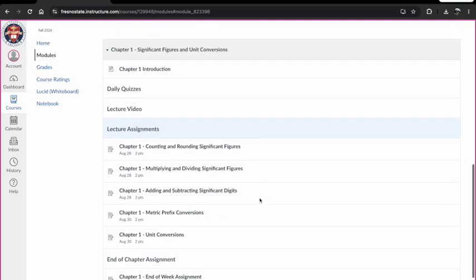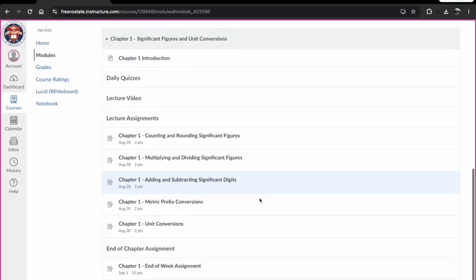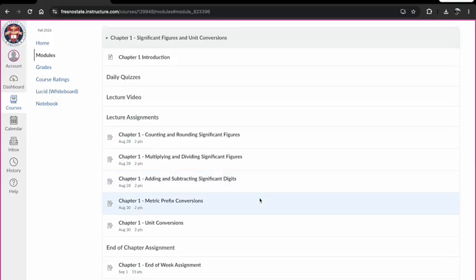The rest of the semester is going to look a lot like our chapter 1 module here, where each new chapter that we cover will have another module open that is associated with that chapter.